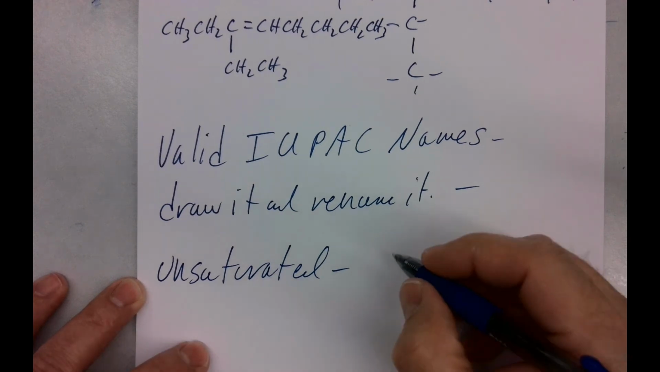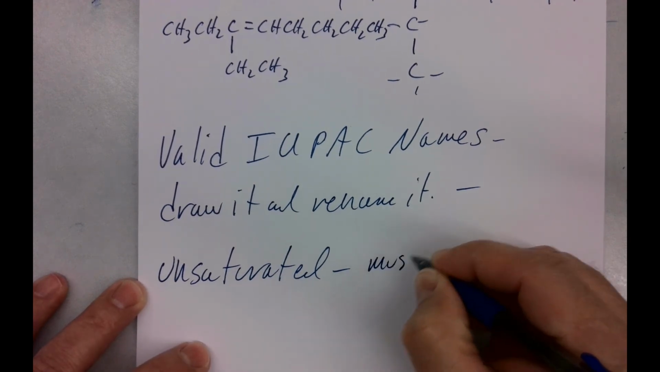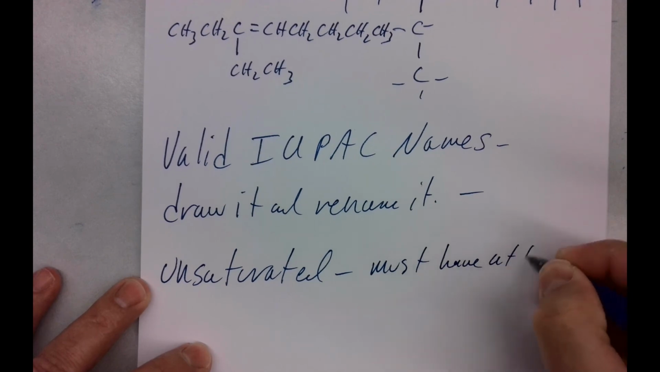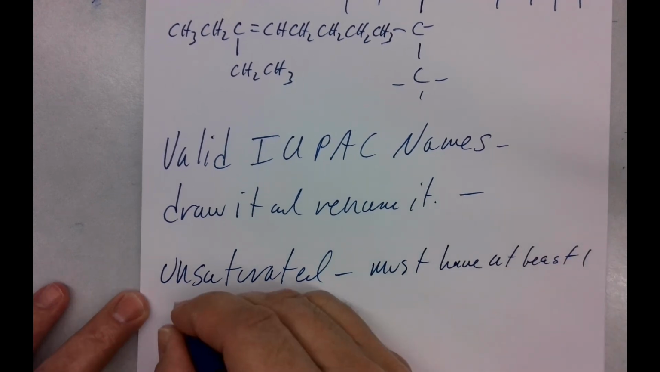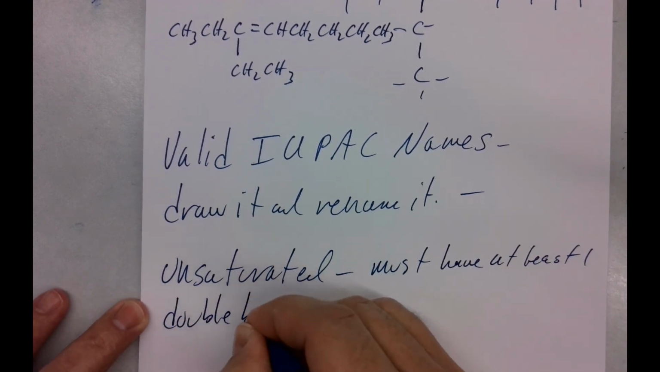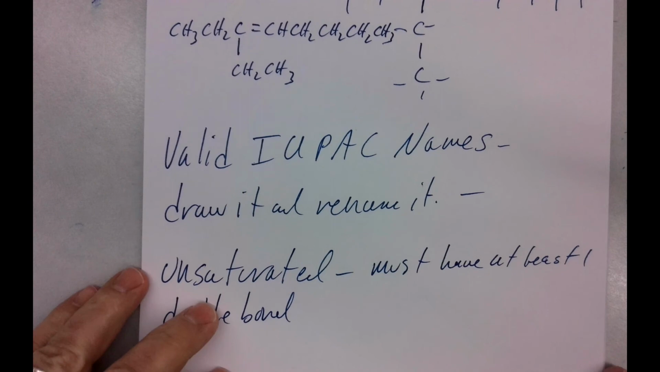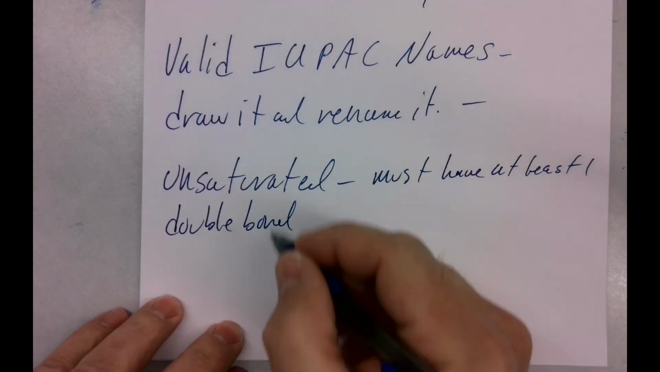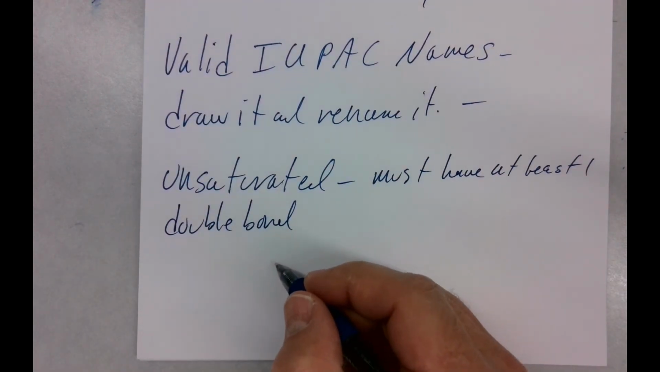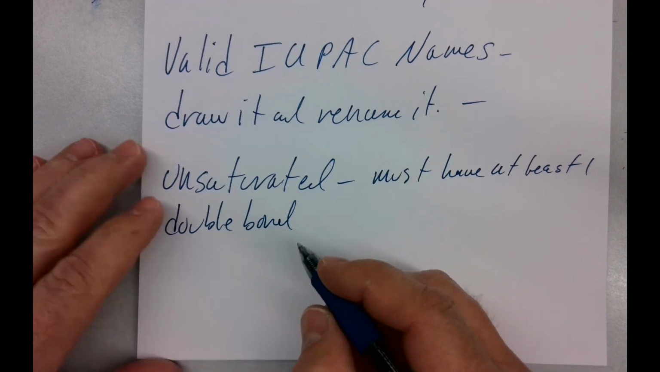So unsaturated simply means it must have at least one double bond. Now, it could be triple. Typically, from what we saw, they were doubles, but it could be a triple as well. But it's got to have just one. Then it's unsaturated. If it's saturated, that means it has all single bonds.